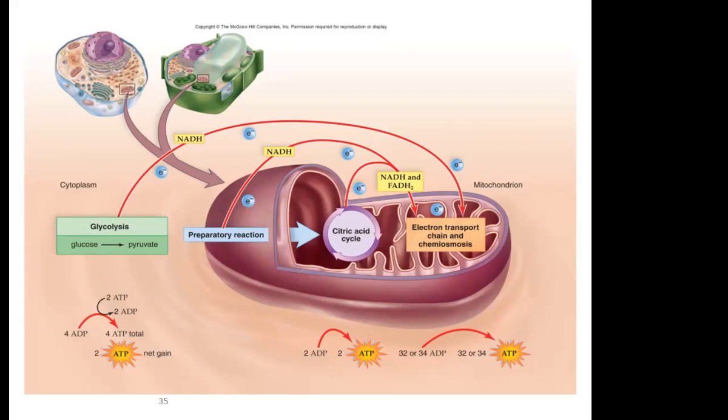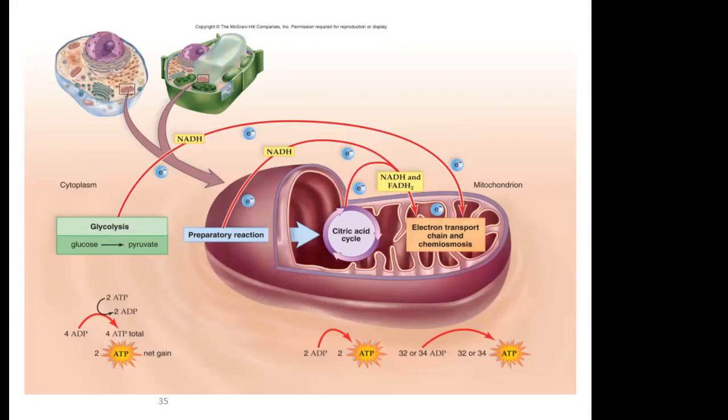Okay, so then say another thing about the citric acid cycle. What's another thing that we can see from the citric acid cycle from this picture? Or so it's occurring in the matrix. Does it make any ATP? No.